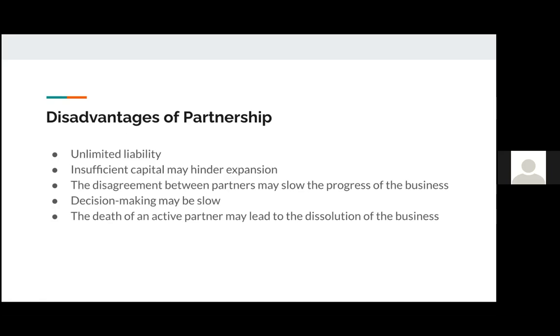Now, I know we said that if one person dies, the business can still continue. But then think about, what if you have a partnership where there is an active partner who does the majority of the work, and most of the other partners don't do as much? If that person dies, then it could also lead to the dissolution of the business because of that rule.